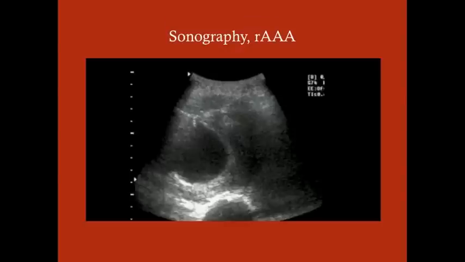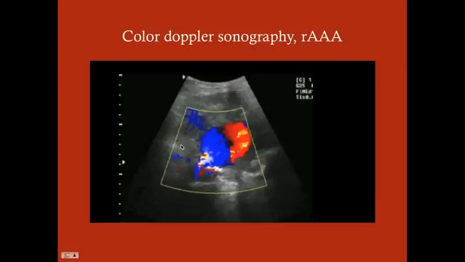So here's sonography of a ruptured abdominal aortic aneurysm, and you can see here that here's your vertebral body, and then here's your abdominal aorta, and you can see the lumen coming around here, but the lumen is ruptured here. And you can see the blood is actually spilling right out. This can be useful when you're in the ER or by a patient's bedside.